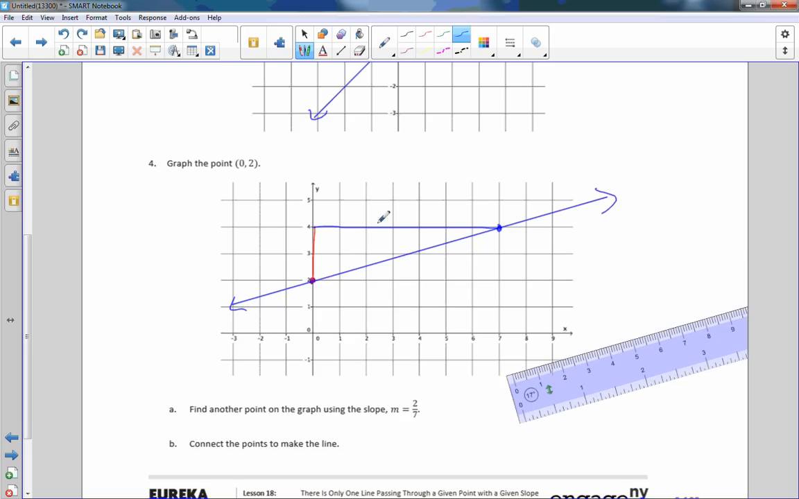Okay, so we start with our y-intercept. We draw the slope, so I'll write that in. This is a distance of 2, and this is a distance of 7. Rise 2, right 7. Connect the points, make a line. So there it is.